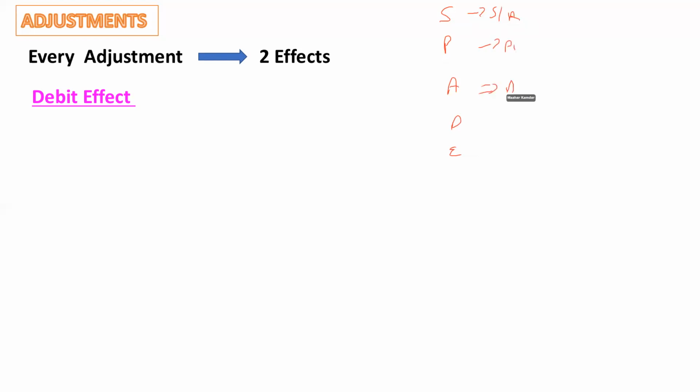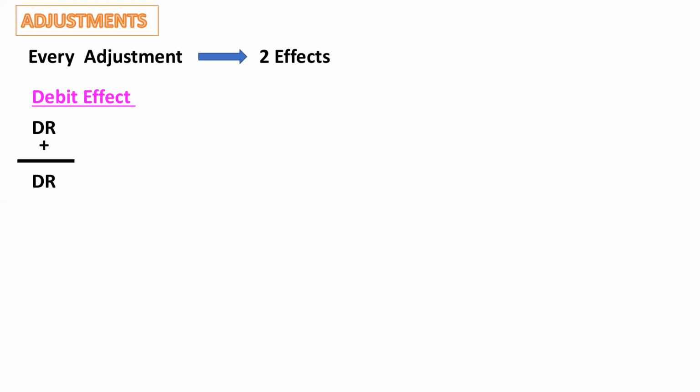And every adjustment will always have two effects, that means it would have one debit effect and one credit effect. Debit effect, how do we come to know? If any debit item is there. When I'm talking about debit items, that means any item of SPADE. SPADE is sales returns, purchases, assets, drawings or expenses. So if you add on to a debit item, the effect would be a debit effect.